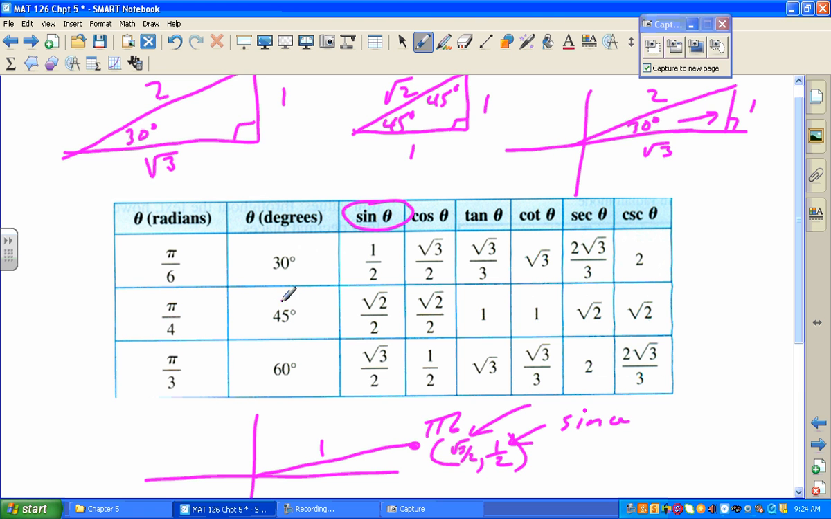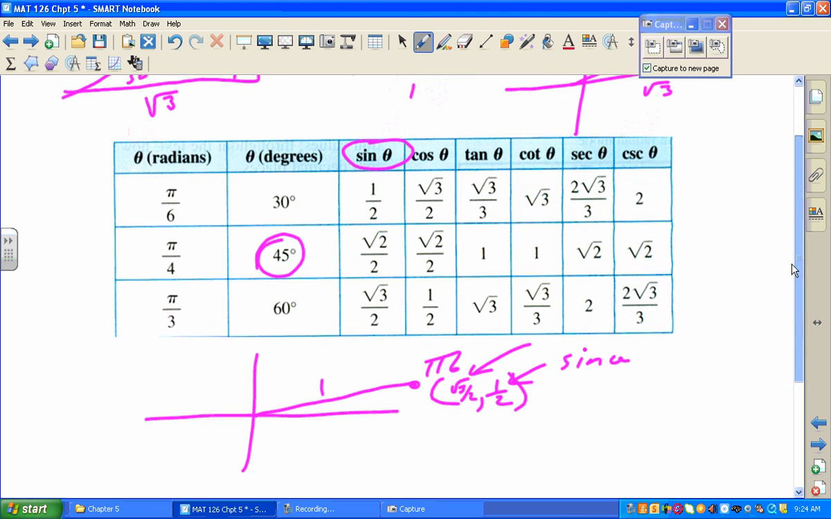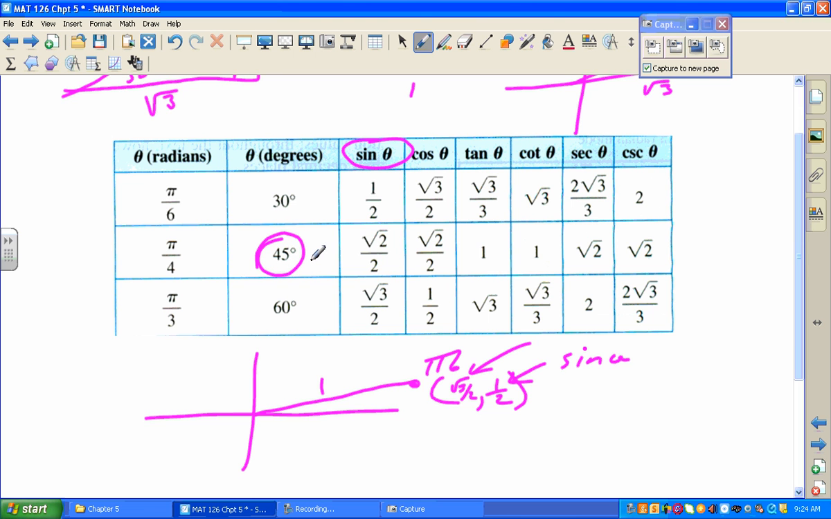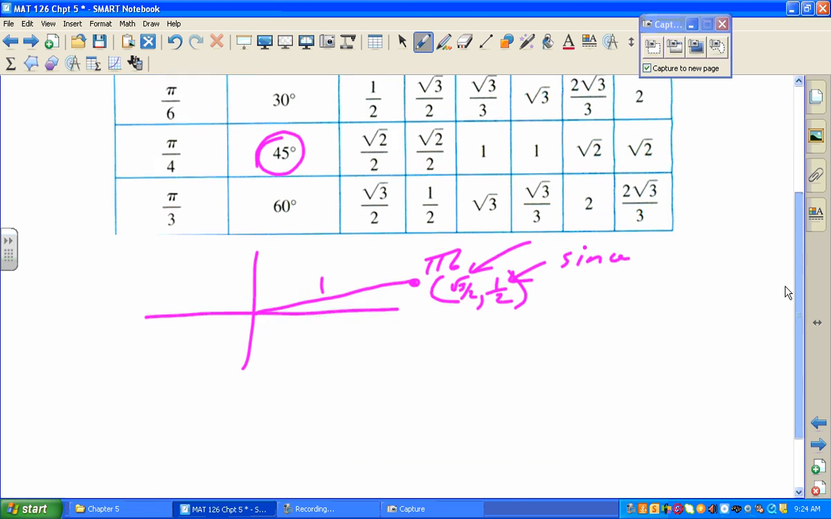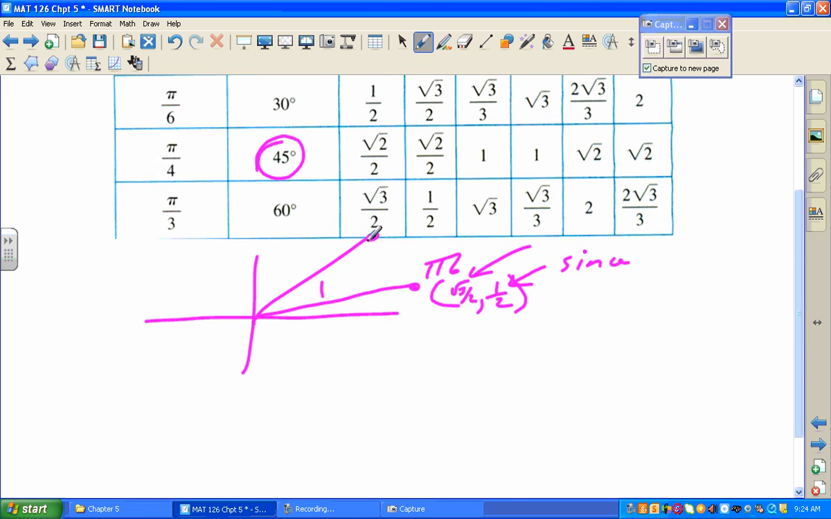Okay? 45 degrees. What's the tangent of 45 degrees? Well, it depends on how you're going to do it. If you're going to look at this triangle up here, it's going to be the opposite over the adjacent, 1 over 1. You're in good shape, it's 1. If you're going to go to the unit circle, you go to pi over 4, you have root 2 over 2, root 2 over 2. You take y divided by x, and you get 1. So that is your ratio.